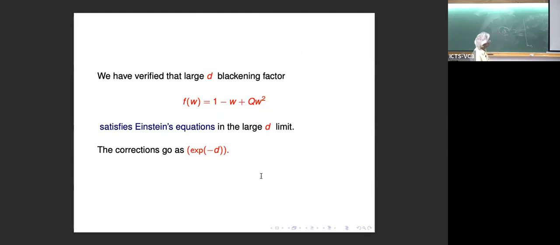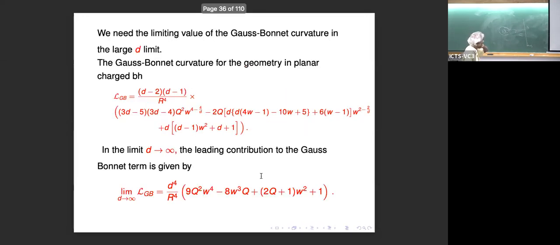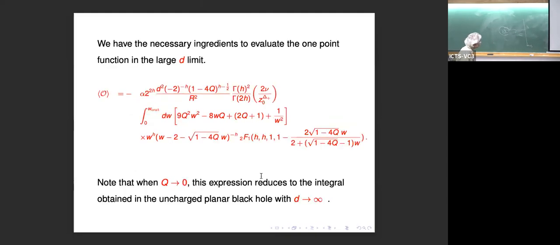So this is what I was saying, that with this blackening factor, the solution satisfies Einstein's equations in the large D limit with corrections exponential in D. And with that solution, because I said the equations are solvable, we can actually solve for the bulk-boundary Green's function. Okay, it is this. It's a more complicated structure, but we can evaluate the Gauss-Bonnet term and take its large D limit. It is of this kind, and substitute in the 1-point function. And see the integral again is 0 to W out, meaning from here to here. That's the integral.